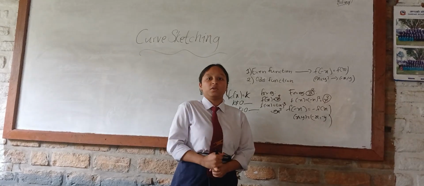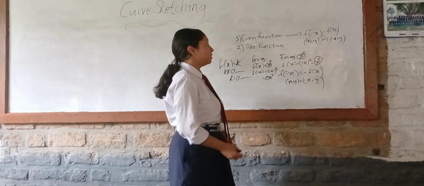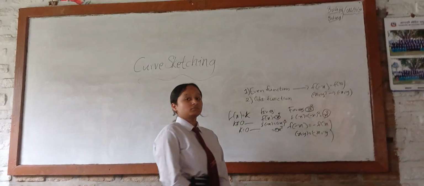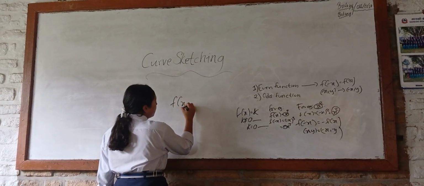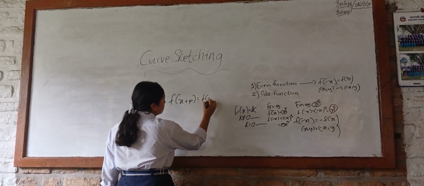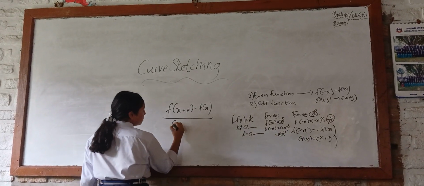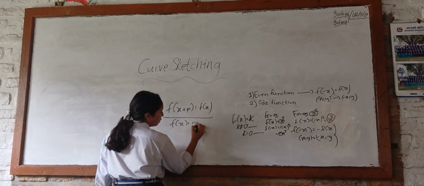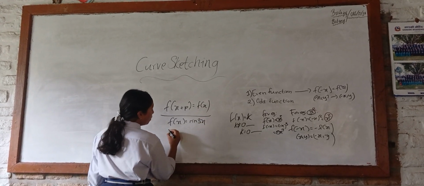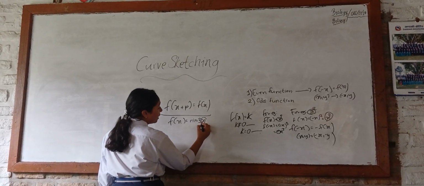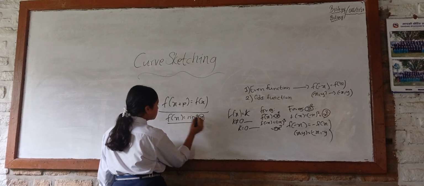Now let's move on to periodic function. A periodic function is a function whose values repeat at regular intervals. Mathematically, a function is said to be periodic if f(x + p) is equal to f(x). Let's understand this with an example. Suppose there is a function sin 3x, and if we have to find the period of this function, then we have to replace x with x + p.